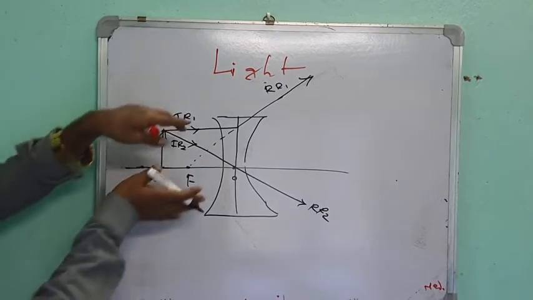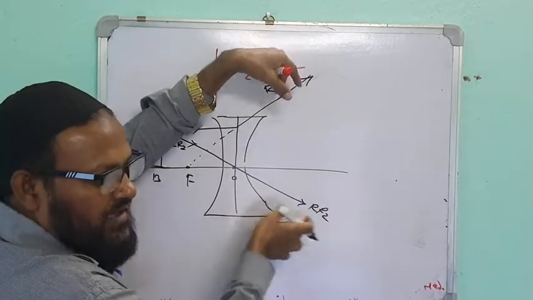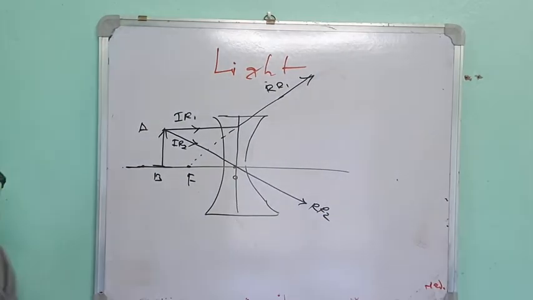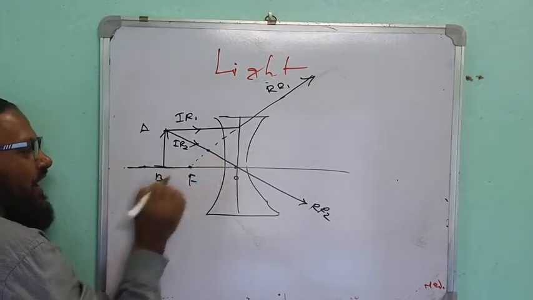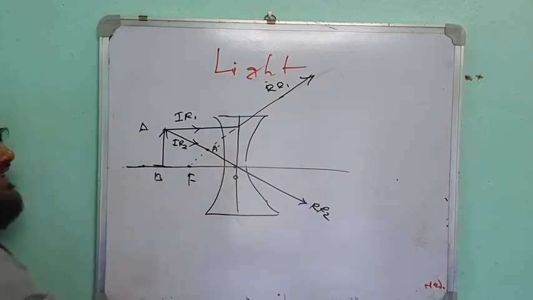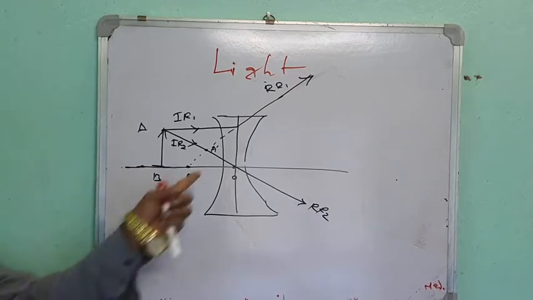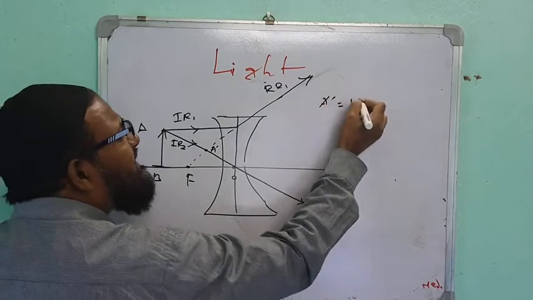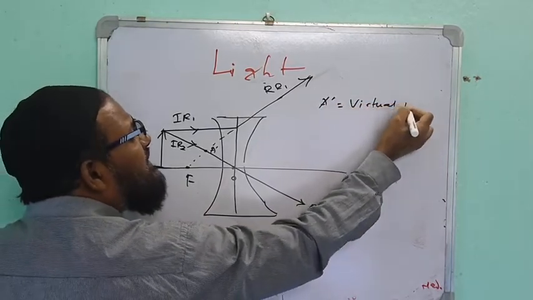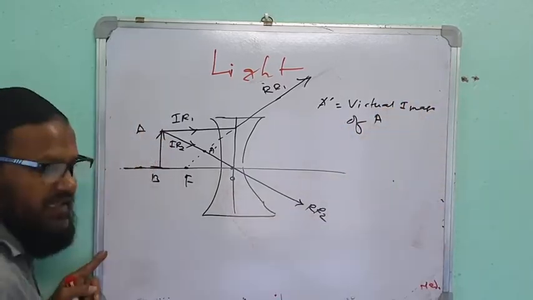Please see here. Extend these refracted rays RR1 and RR2 in the backward direction, because in the forward direction they will not meet. They meet when taken back. What is this point? This point is A dash. A dash is the virtual image of A. Is it clear?